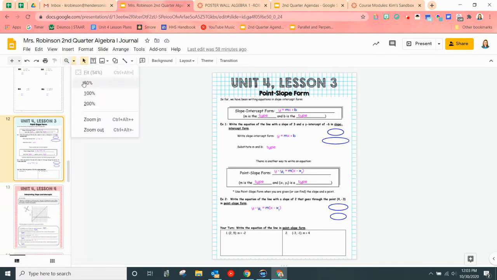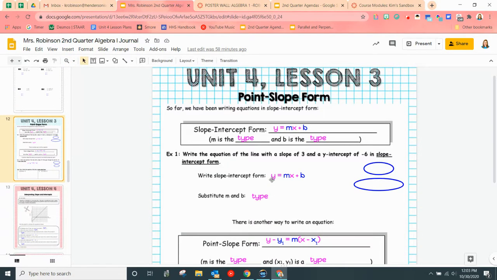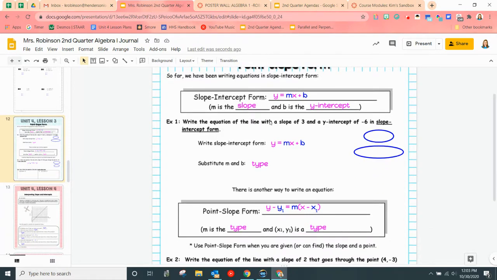I'm going to zoom in so we can see better. So we're going to type. Slope-intercept form, that's the one we have used. Remember I said that m is the slope, and b is the y-intercept. You should be filling this out with me. Pause the video if you need to and bring up your journal so that you can fill these in. Write the equation of the line with a slope of 3 and a y-intercept of -6 in slope-intercept form.